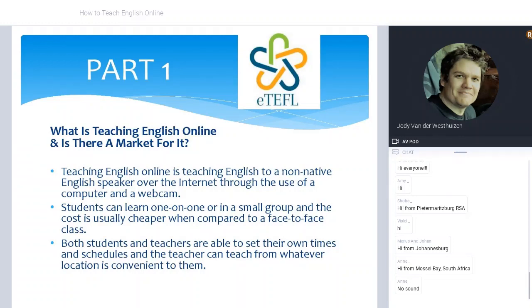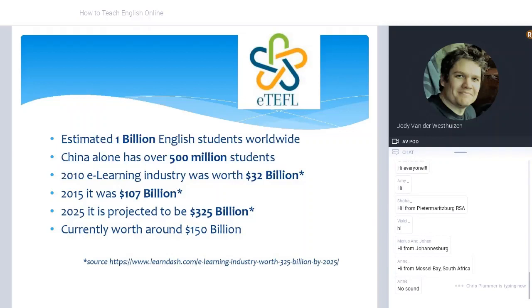Students can learn one-on-one or in a small group, and the cost is usually cheaper when compared to face-to-face classes. Also, both the students and the teachers are able to set their own times and schedules, and the teacher can teach from whatever location is convenient for them. Teaching English online has become quite a popular choice for digital nomads, because wherever you are in the world, you can just open up your laptop and start teaching. And as a work from home opportunity, there's nothing that is more stable, at least, than this.